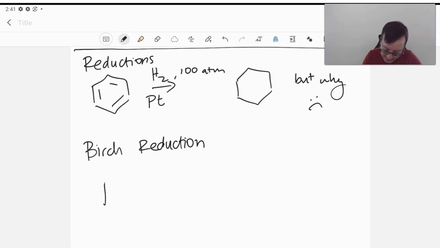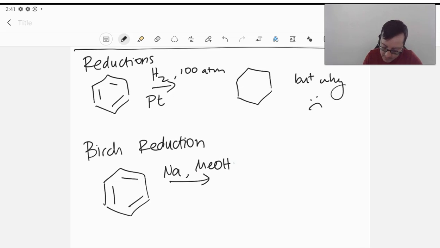And in the Birch reduction, we're going to start with the benzene. We're going to treat it with sodium metal, methanol, in liquid ammonia. Liquid ammonia means specifically it's going to be a very cold reaction. We want it to be thus because sodium would react with methanol otherwise. But we also want to control what's happening here. And so this is typically a very cold reaction.